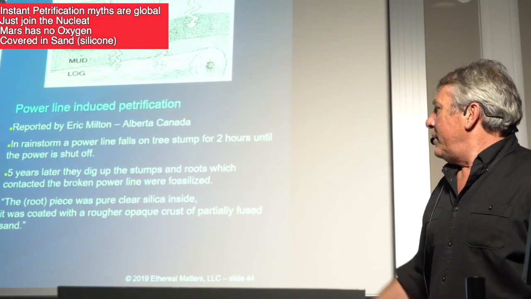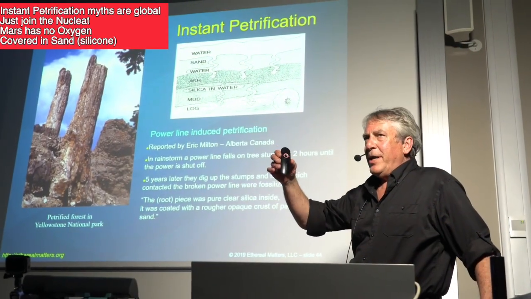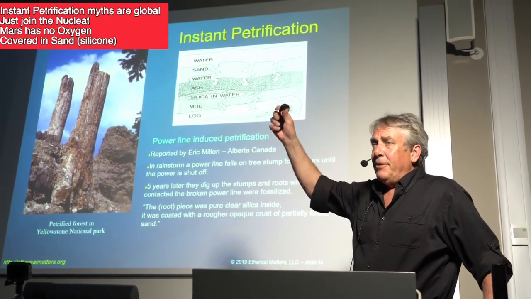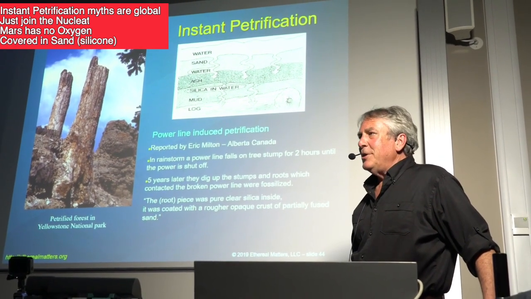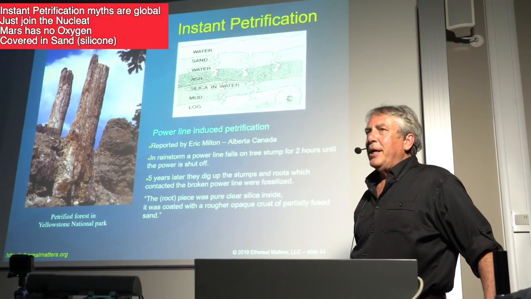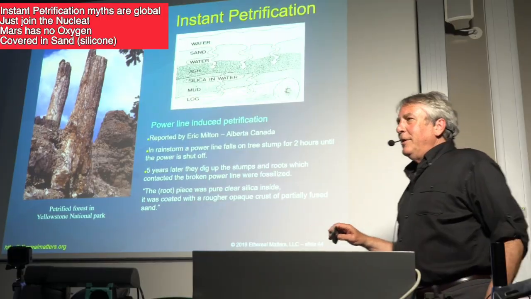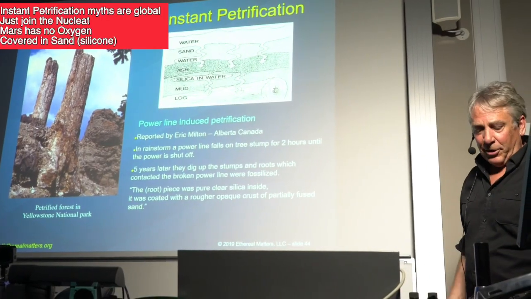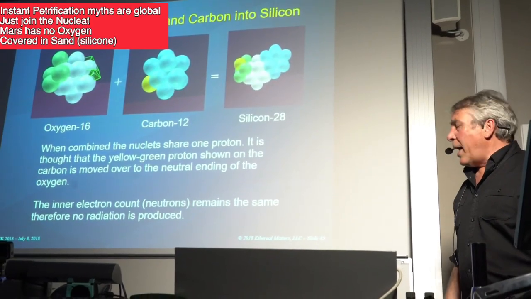So these are actually petrified trees found in Yellowstone. I put that up because another story that Peter Mungo Jupp talks about is where a tree that was getting rained on a power line fell over, and it sat there for several hours. And a few years later, when they dug up the remains, they found out that that tree had petrified. And so somehow the electric power line caused the petrification. So how does that work?